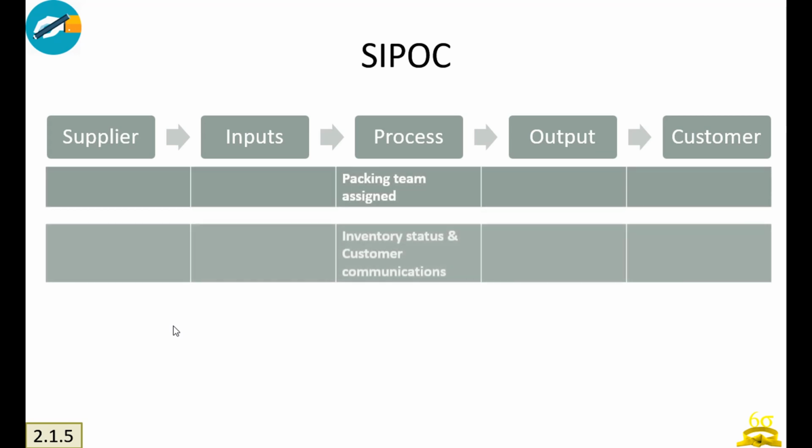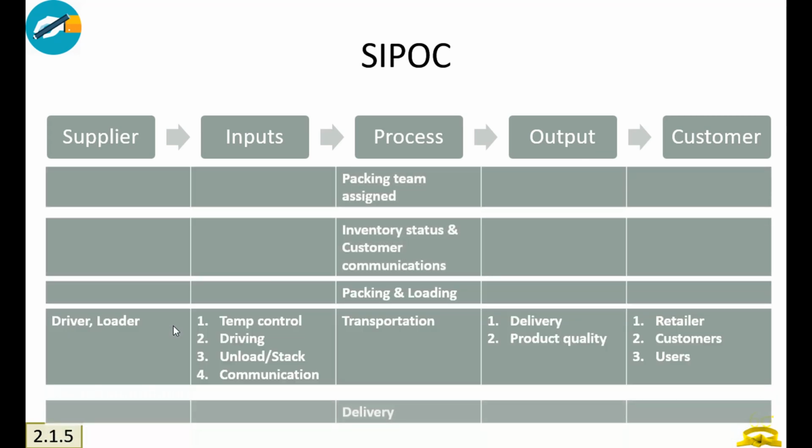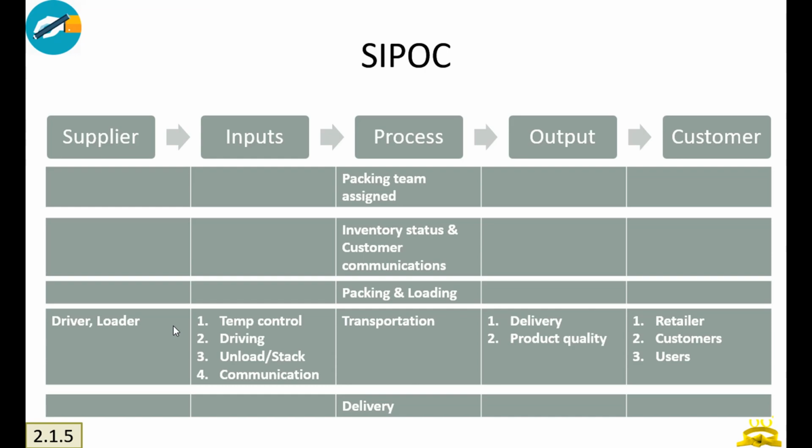So this is the same example. If you talk about a sub process as transportation, inputs can be temperature control, driving, unloading or stacking. Communication is also very critical. Then information, and the output would be delivery and the product quality. And the customers are retailers, any other customers who are going to use it in mass, and users.